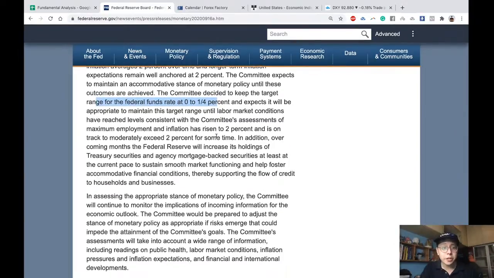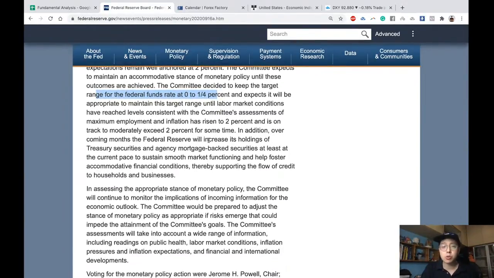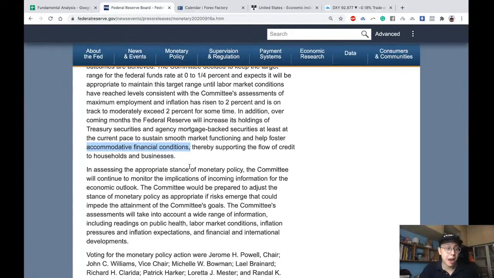Here's another keyword for you to understand. They say, in addition, in the coming months the Fed Reserve will increase its holdings of treasury securities. When you read something like that, I want you to pay attention. The keyword of holding treasury securities basically means they are printing money. So again, that is going to be bad for the US dollar. The dollar is likely going to continue weakening. And you see this phrase here, accommodative financial conditions, which again means they are bearish.